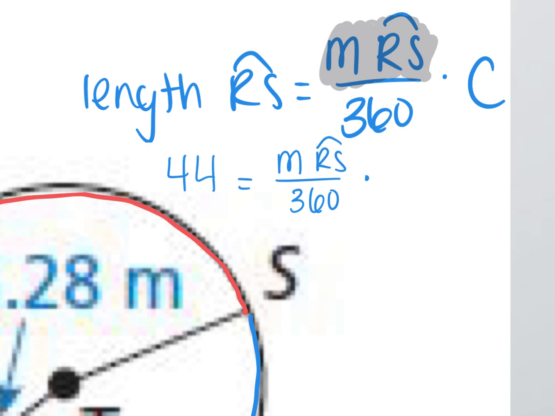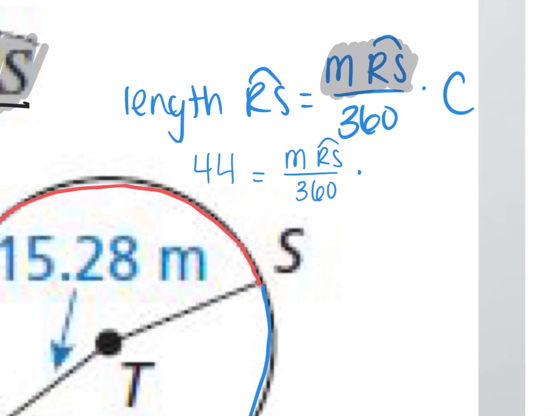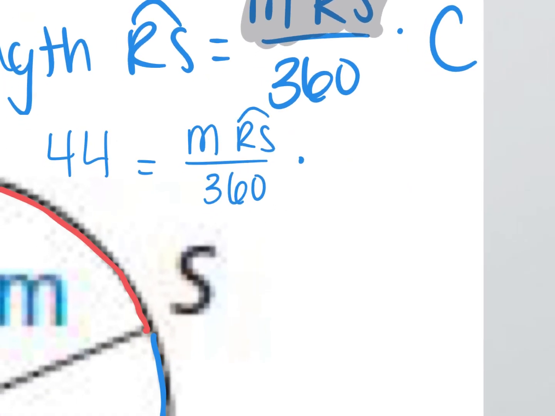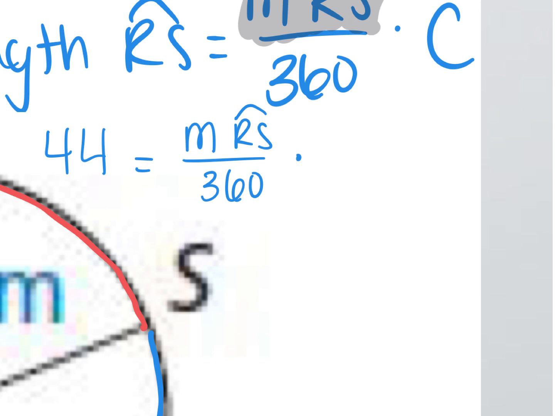We can know it. How? We have the radius. Very good. What is the measure of the radius? 15.28. So what is the formula for circumference in terms of radius? 2 pi times the radius. Very good. And in this case, we know the radius was 15 point, what was the other? 28? 28.